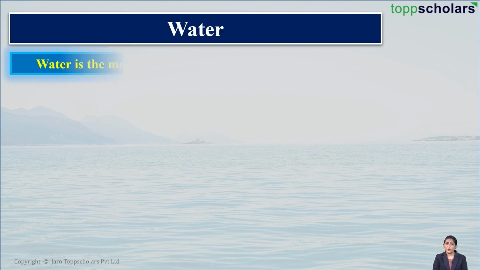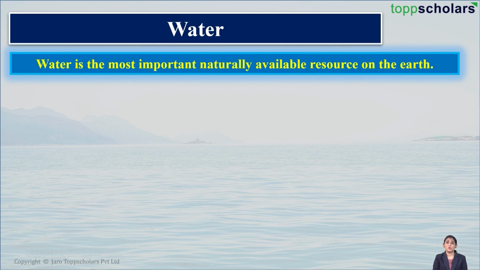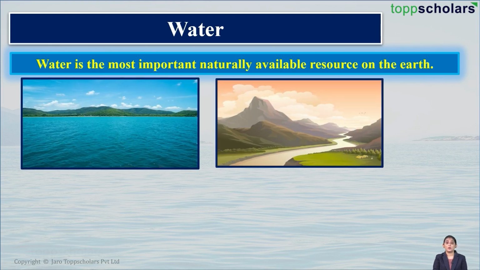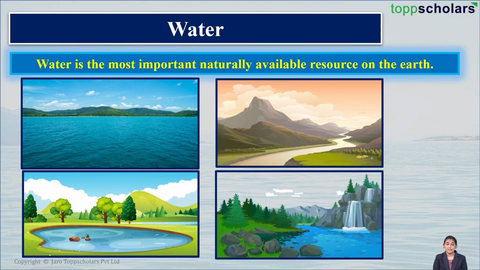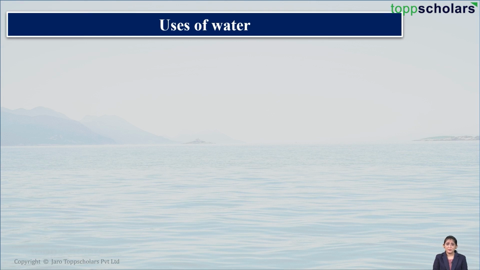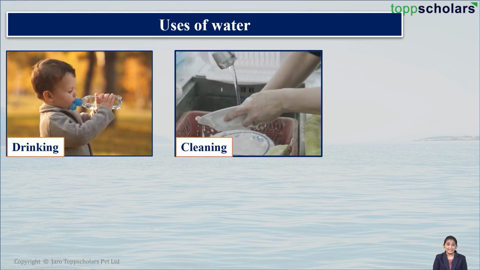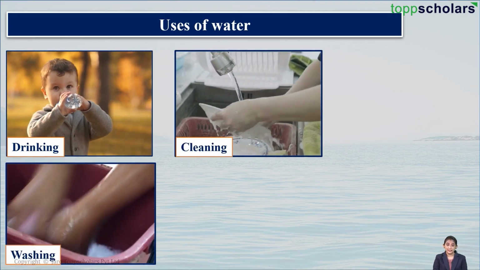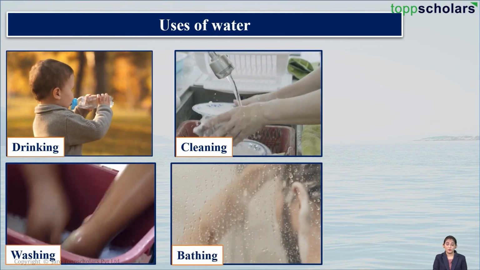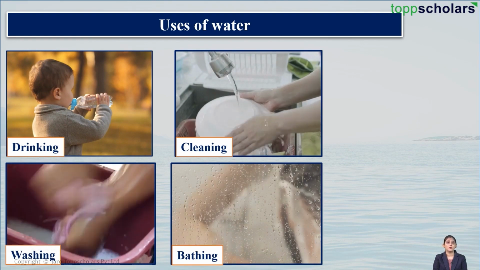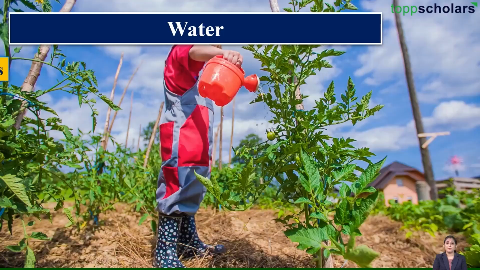Now children, we all know that water is the most important natural resource that is present on the earth. Water is found in lakes, rivers, ponds, right? So water is very much important for us. Why? This is because water has many uses. Water is used for drinking, for cleaning utensils, for washing clothes as well as for bathing. So water has so many uses because of which water is very important.